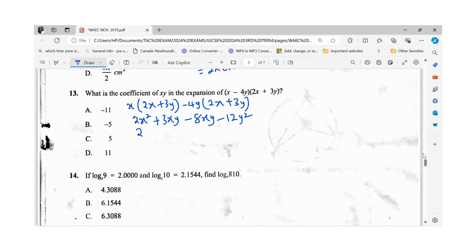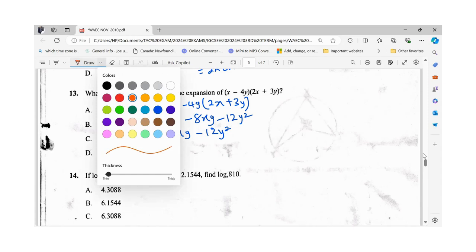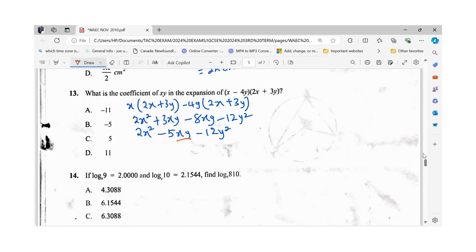So here we have 2s squared. 3sy minus 8sy will give us minus 5sy minus 12y squared. So you can see that the coefficient of sy is minus 5, and that is option B. So we mark option B and we proceed to the next question, which is question number 14.